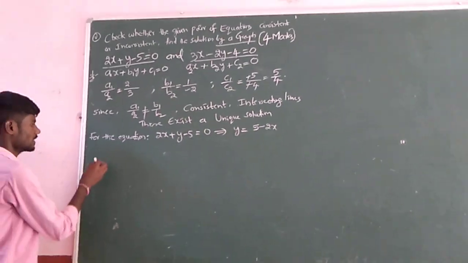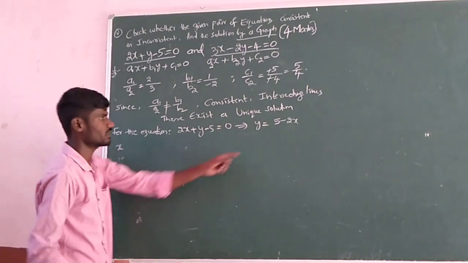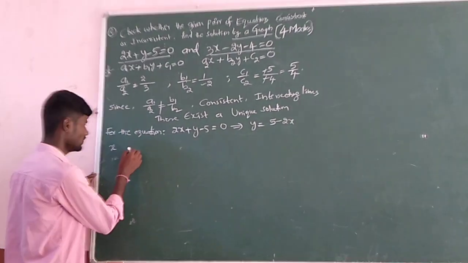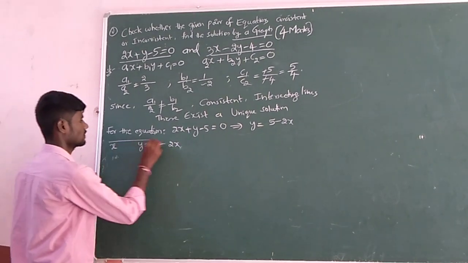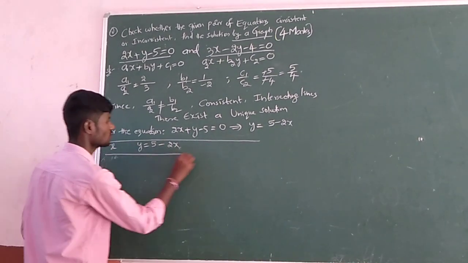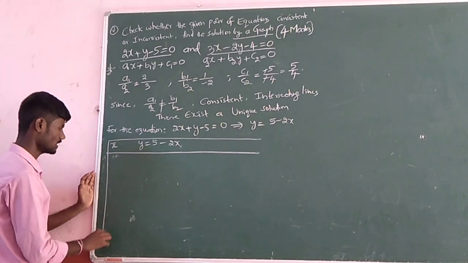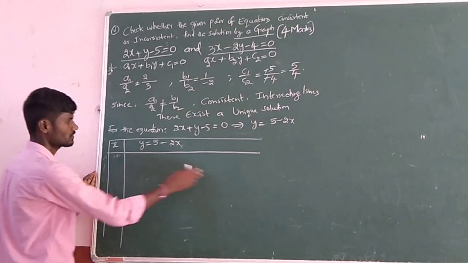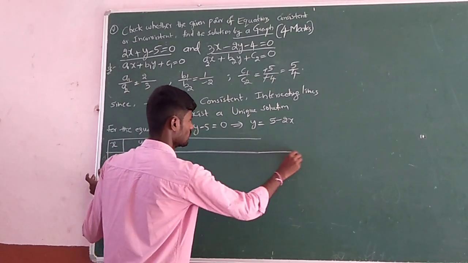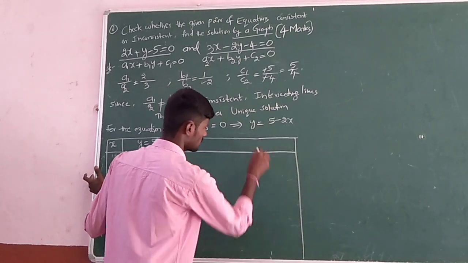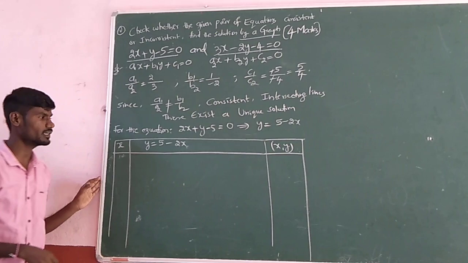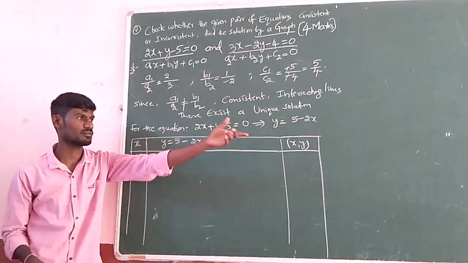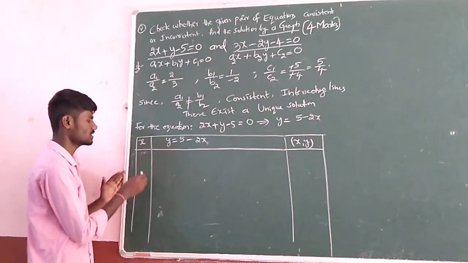Let us take the table. First column x. For every x we will get a y. Then y equals 5 minus 2x. So here itself we have to do the solution. Take x and y values, some simplification we will solve here, then take x comma y in the last column. There you will get pairs, means points.